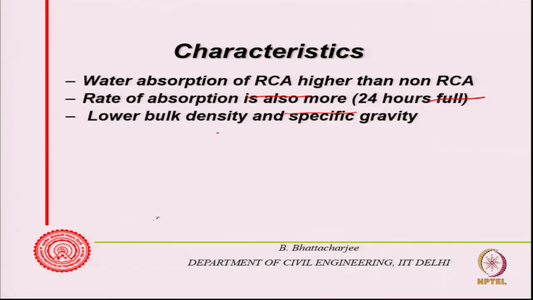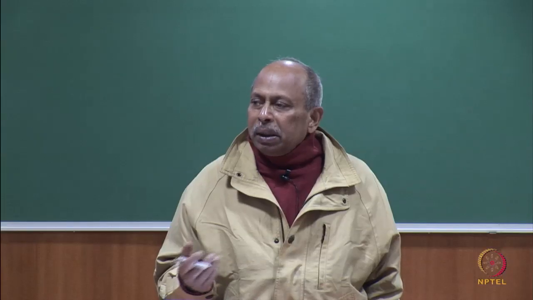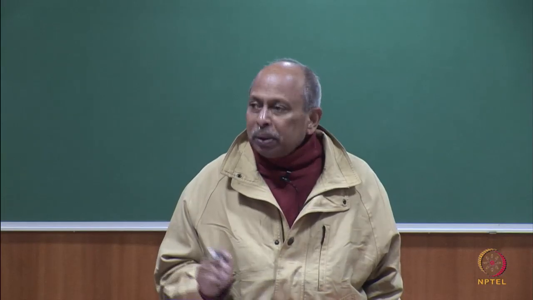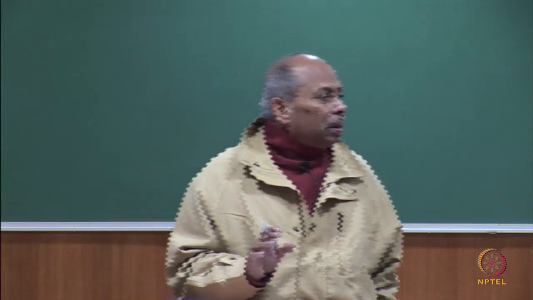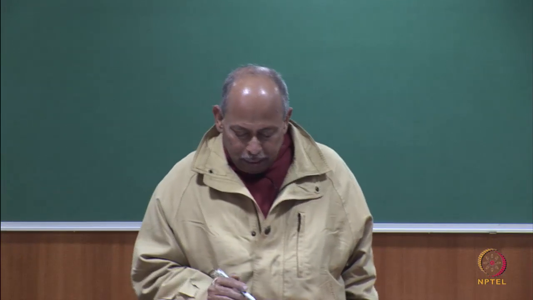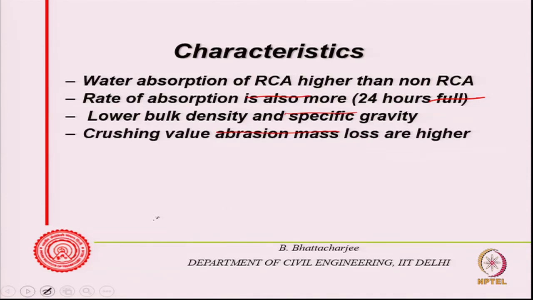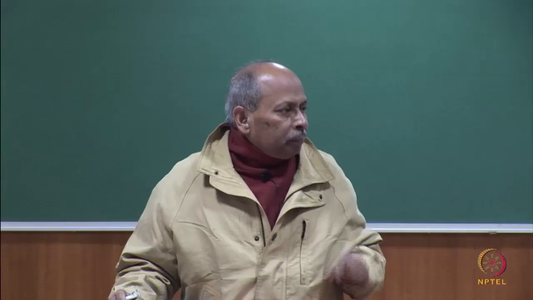Then lower bulk density and specific gravity. Obviously specific gravity is less, and bulk density will be less, because their shapes are also crushed and they would not pack as well as natural stones. Crushing value and abrasion mass loss are higher. Crushing value, aggregate crushing value, is used for quality of aggregate, right.